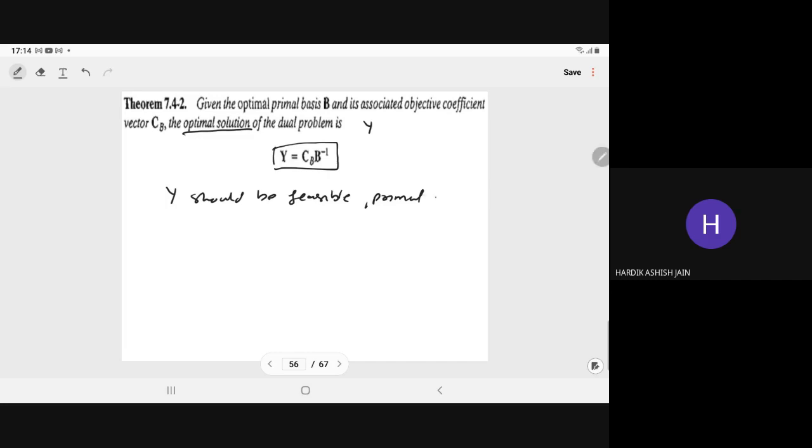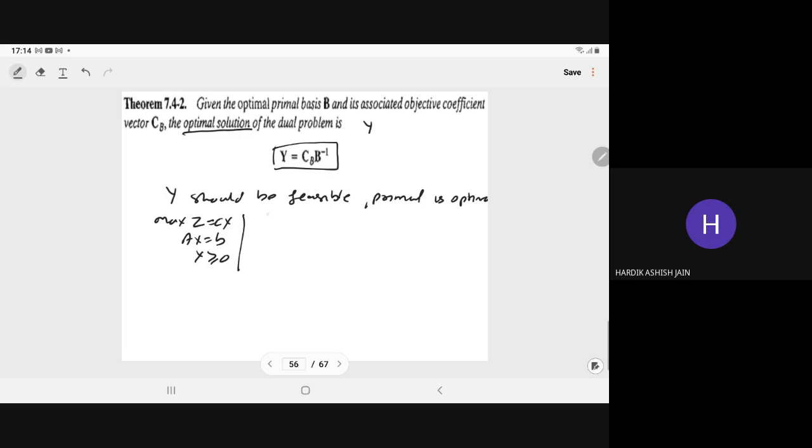When primal is optimal, because then only at last you will get w is equal to z. So primal must be the optimal. And for the optimal, if you take the problem: maximize z is equal to cx subject to ax is equal to b and x greater than or equal to 0, if you are taking this problem.